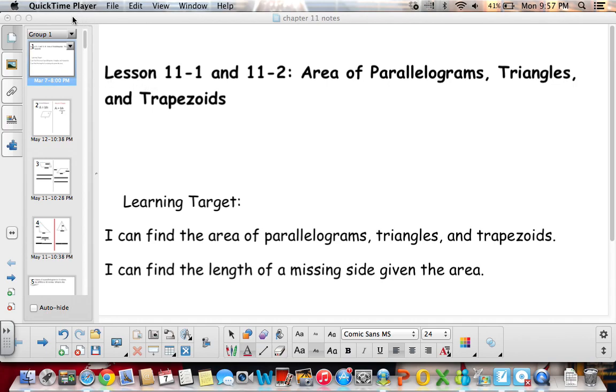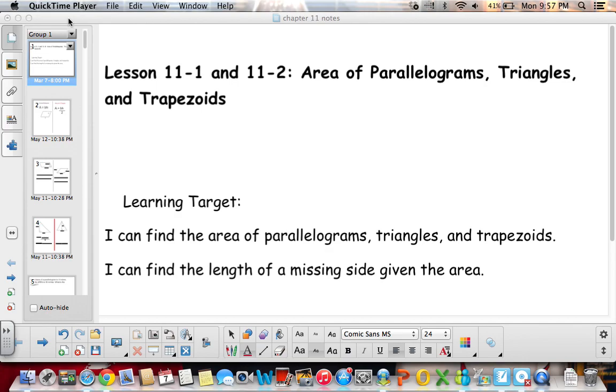Hi, sixth graders. We're on lesson 11.1 and 11.2, which is area of parallelograms, triangles, and trapezoids. So our learning target is being able to find the area of those figures, parallelograms, triangles, and trapezoids, and also being able to find the length of a missing side given the area.